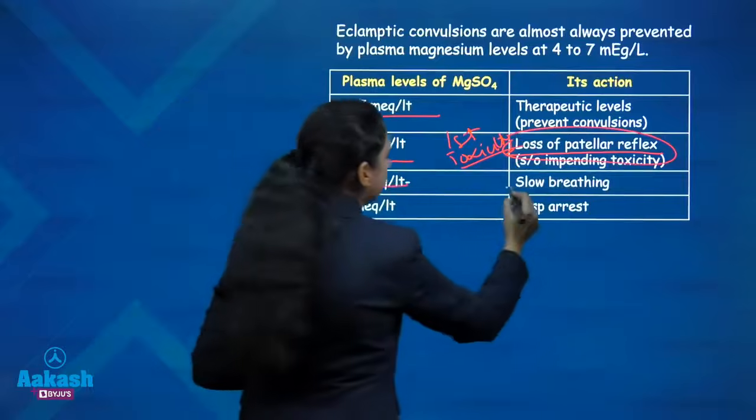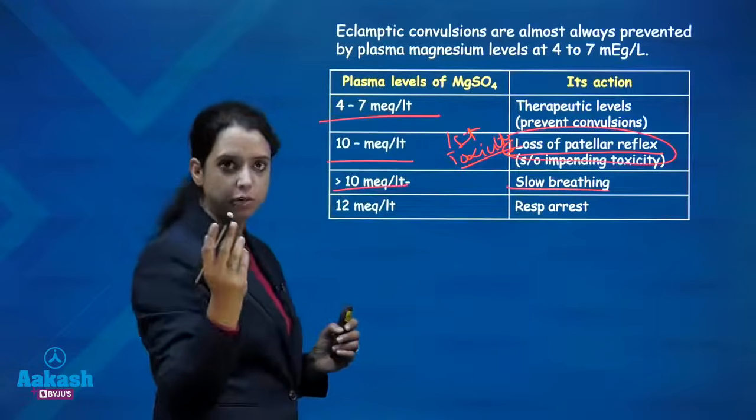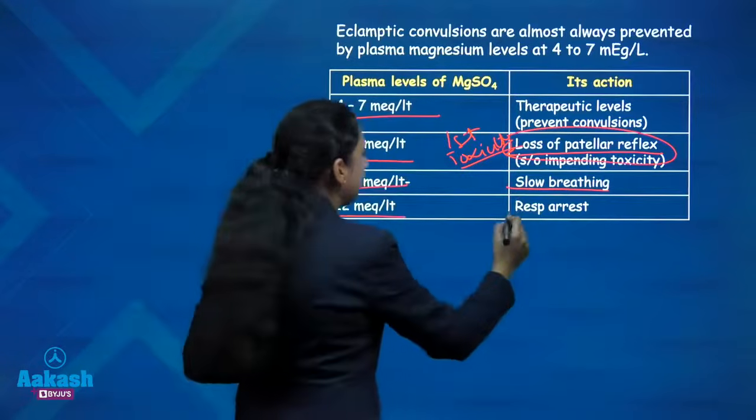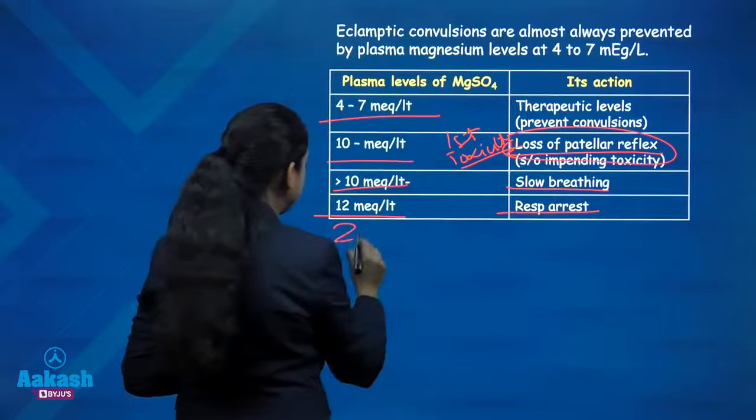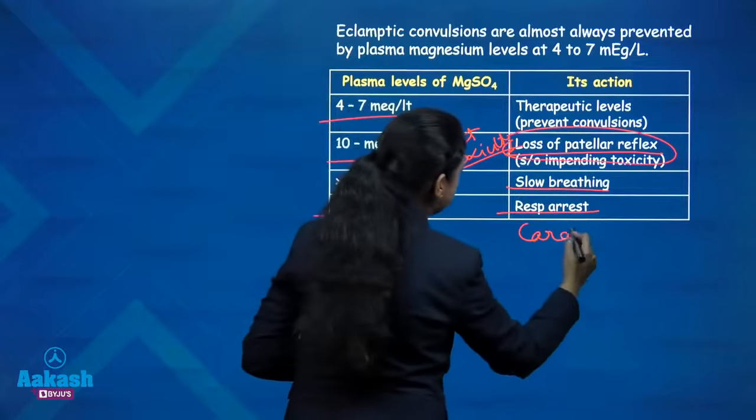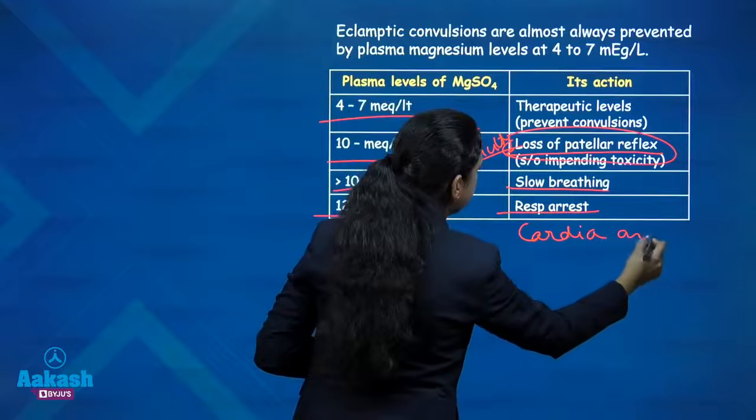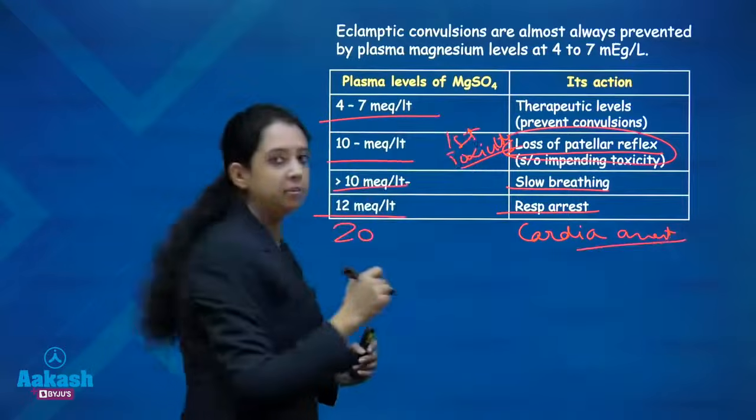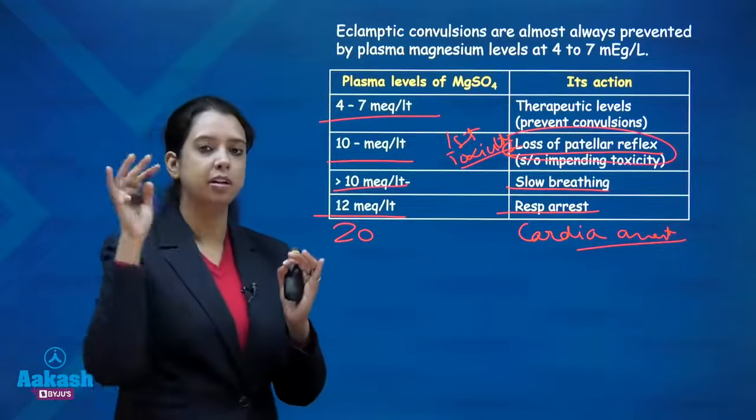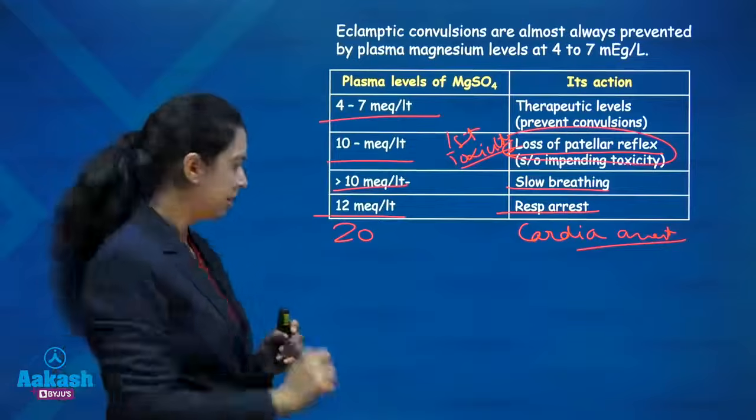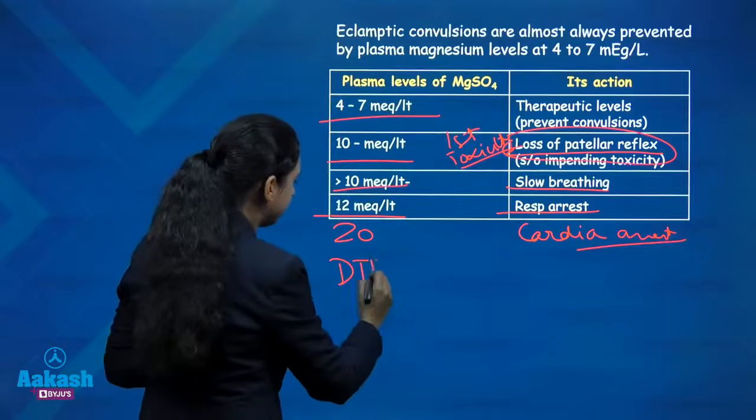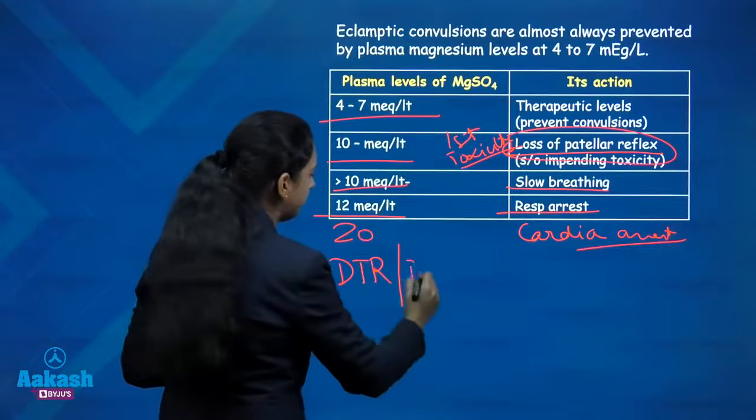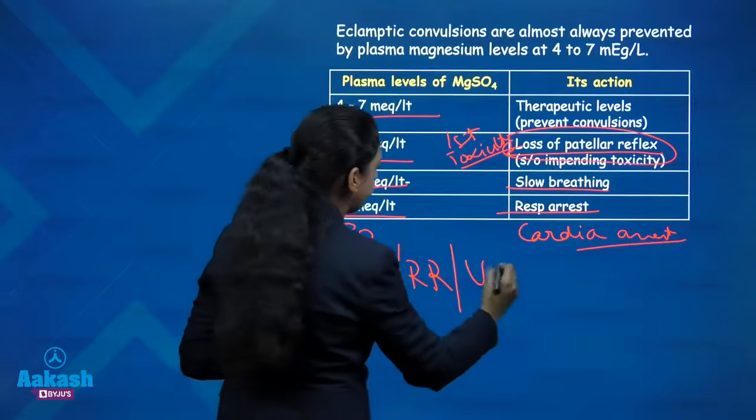More than 10, it will lead to slow breathing, like our patient was having, at 12 you will have respiratory arrest, and at 20 you will have cardiac arrest. So, these all can happen with Maxelf toxicity. How will you monitor a patient if you are giving Maxelf? By 3 things: by measuring her deep tendon reflex, her respiratory rate, and her urine output.